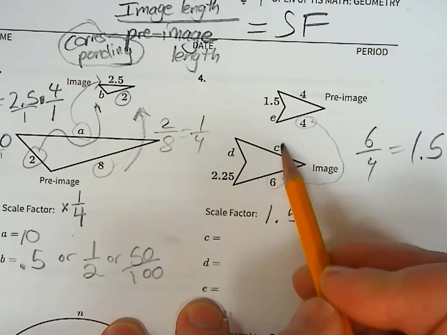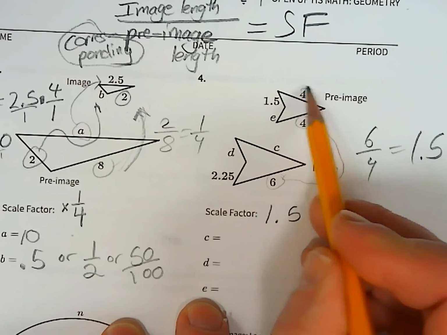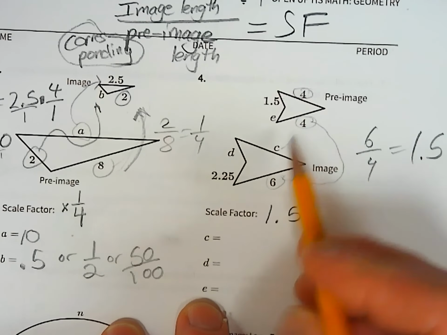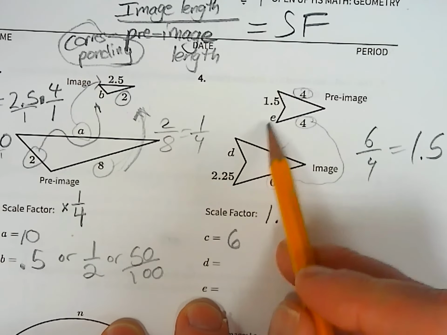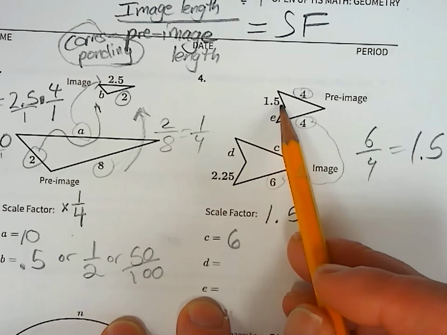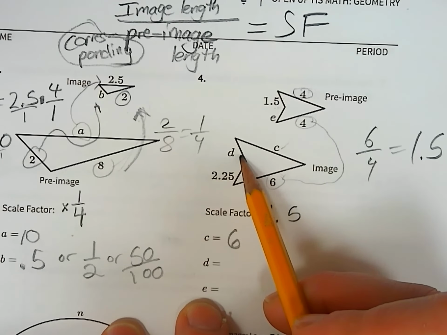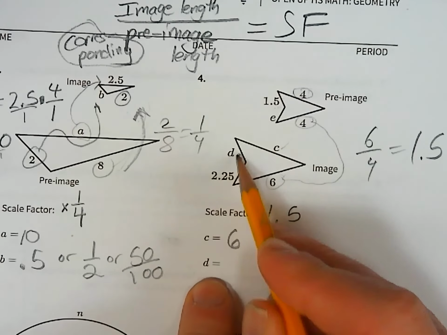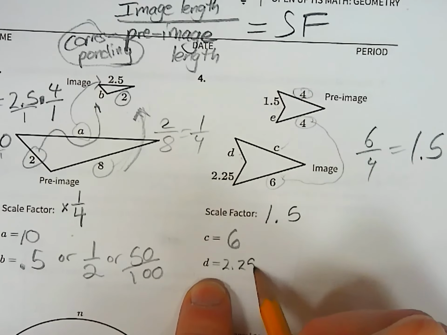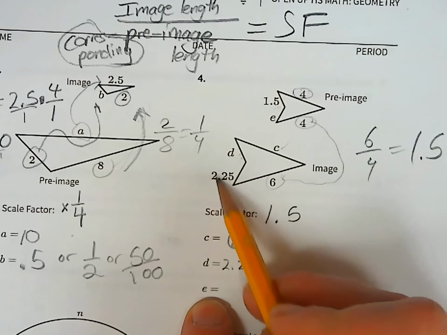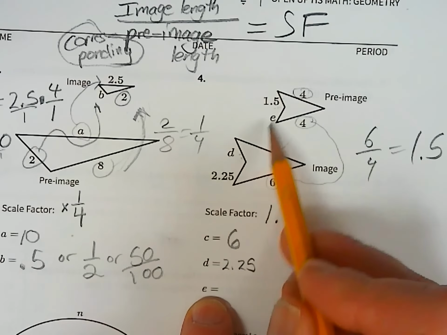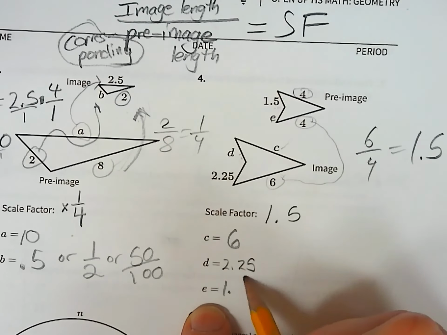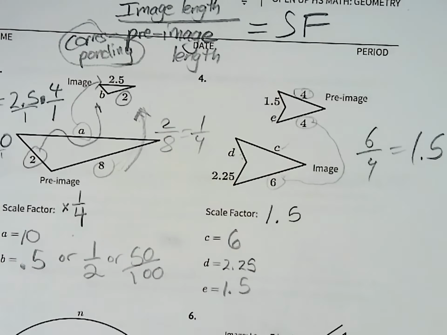Okay. So now we're starting here. 4 times 1.5 is 6. 1.5 times 1.5 is 2.25. So D is 2.25. And that means that these are the same. 2.25 divided by 1.5 is 1.5. Okay.